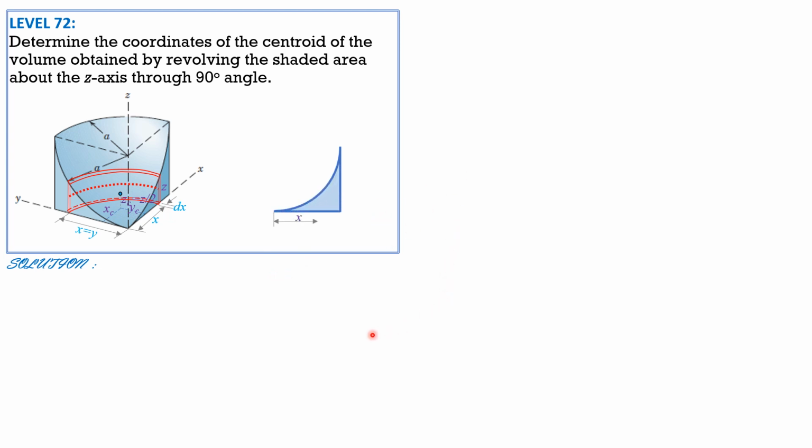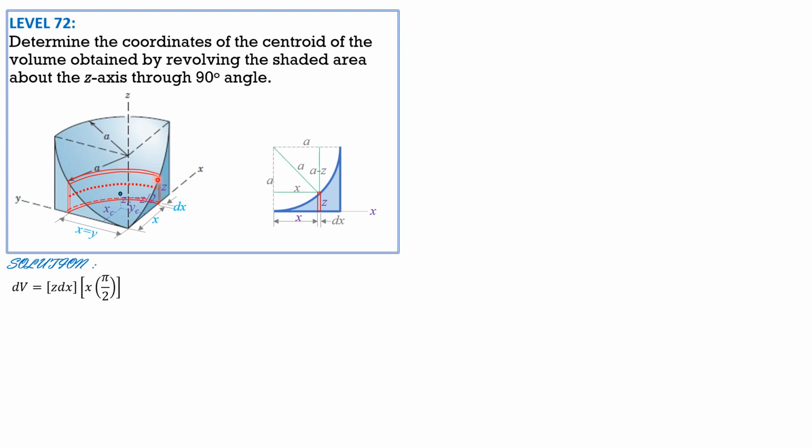So that we can analyze from here. So this is the z, dx, z, and a. So this is also a, therefore this is x, this is a minus z. So that's x, a minus z.